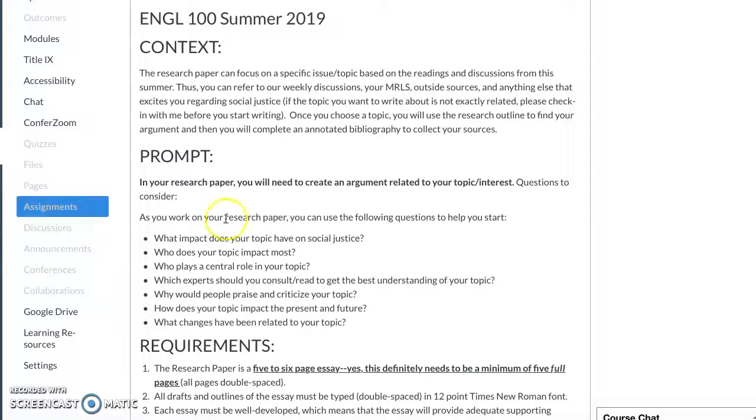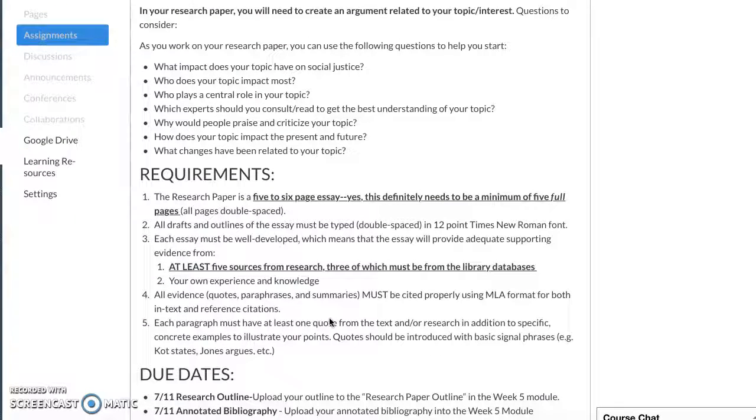I gave you some questions that you can explore for that topic. You don't have to use these questions. It just gets the ball rolling in your head. Some of the requirements: it is a 5 to 6 page essay, 5 pages meaning the minimum amount. Same requirements, MLA style. You do need to have 5 sources from research. So even if you did use the books and MRLs, you still need to find 5 extra outside sources, okay?